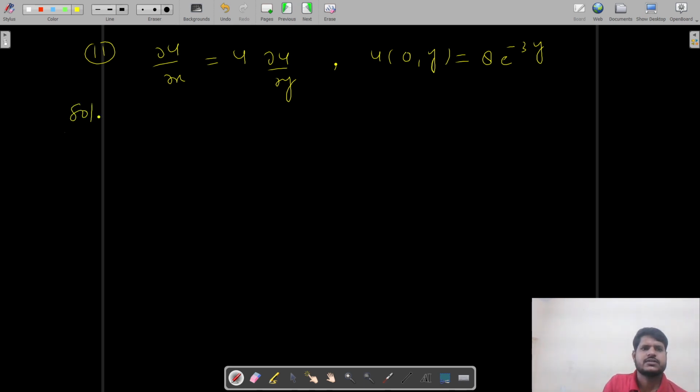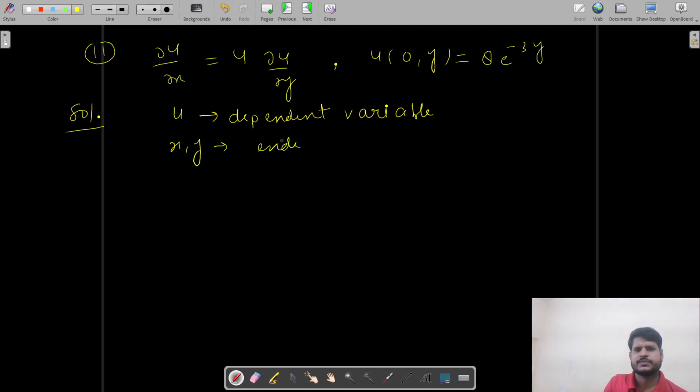Now the solution. What is the solution? First we will take here, again, u is what? The dependent variable, and x and y are independent variables.